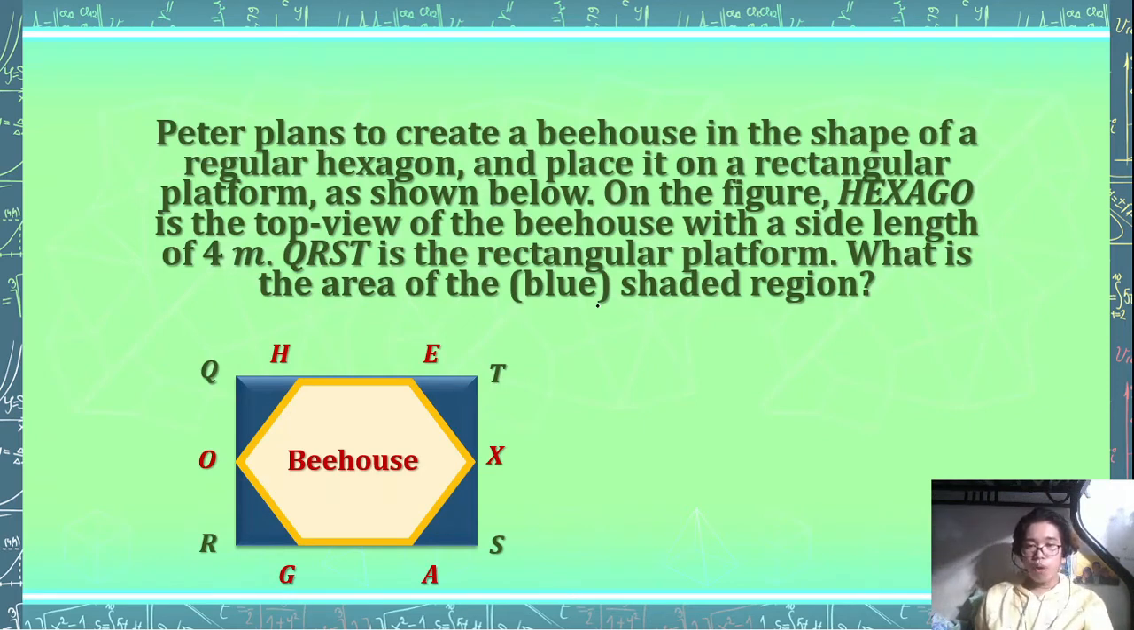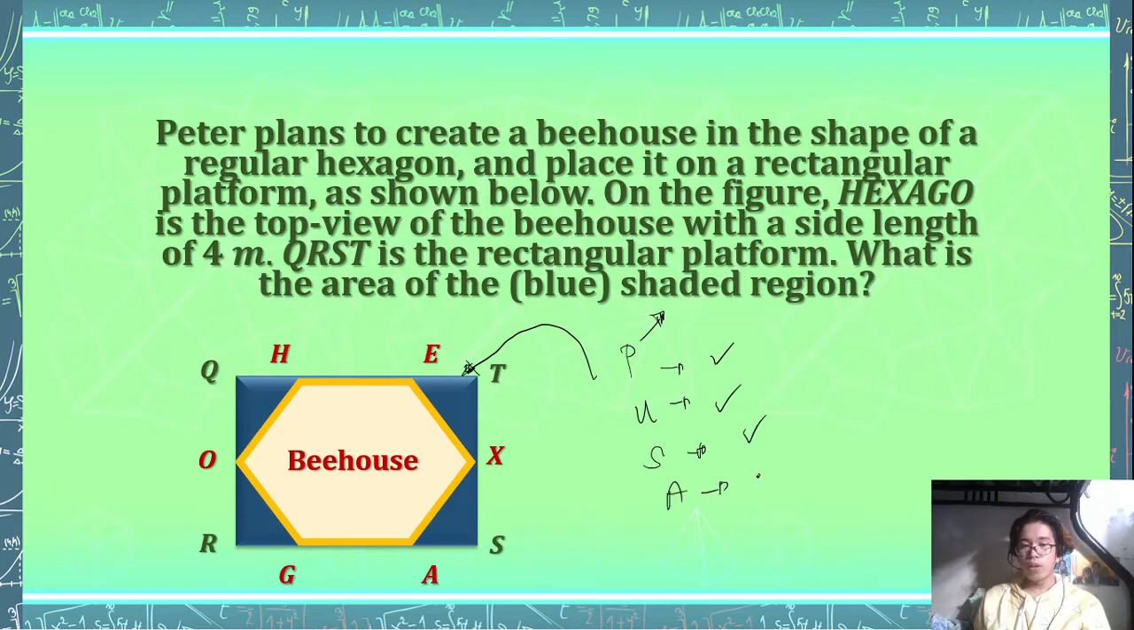Okay, so for this problem, we've already identified the problem that we have here, and we also need to understand the problem. Okay, what are we trying to solve for this problem? What is the area of the blue shaded region? So how are we gonna get the area of this blue shaded region given that we have a regular hexagon inscribed in this rectangle? Okay, so that's the understand part, and we've already understood the problem. We just need to find the solution and the answer for our given problem.